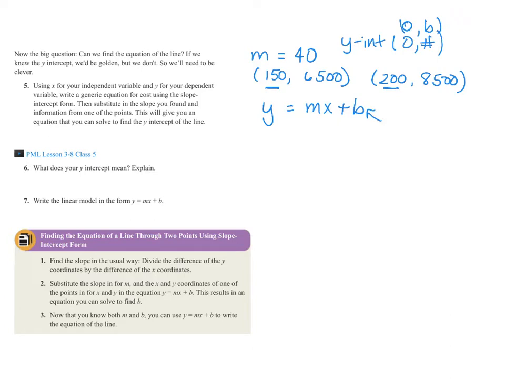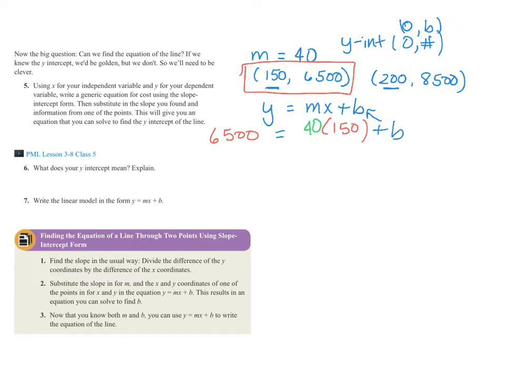So let's do what exactly they told us to do. They told us to substitute the slope in for m, and they told us to substitute the x and the y from one of these points. I will go ahead and use that first point. It would work regardless of which one we used. So 6,500 equals 40 times, what was our x? 150, and then plus b.